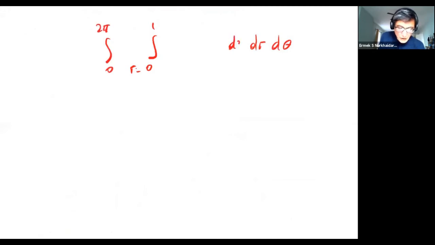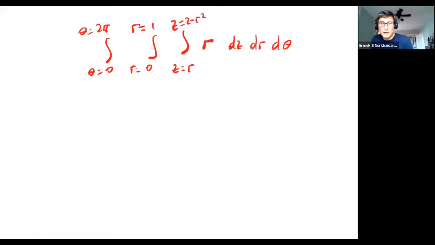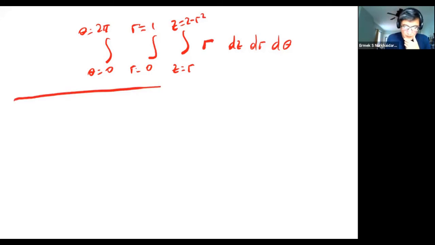Recall that z is changing on the bottom. It was a cone, z equals r. On top, it was a paraboloid, z equals 2 minus r squared. Don't forget to put that extra r, because we're switching to polar, or cylindrical. So that's going to be the answer. And when we got to this point, it's not going to be too bad. So hopefully it's an easy enough integral for us to calculate.